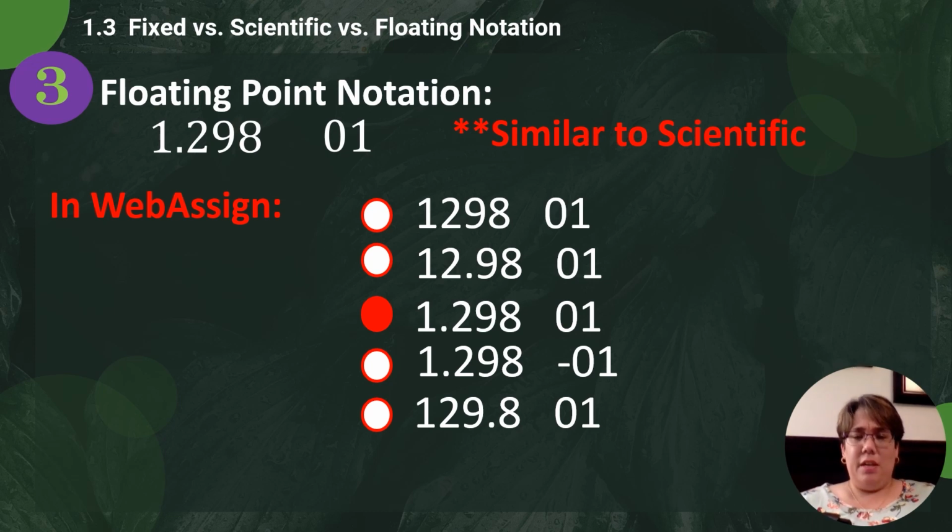Some scientific calculators, like my scientific calculator, actually has an E right here. It'll say 1.298 E01, and that's their floating point notation for scientific notation. So there's just a lot of different ways that you might see this written out, like on a calculator. All right, that's the final one for different types of notation.